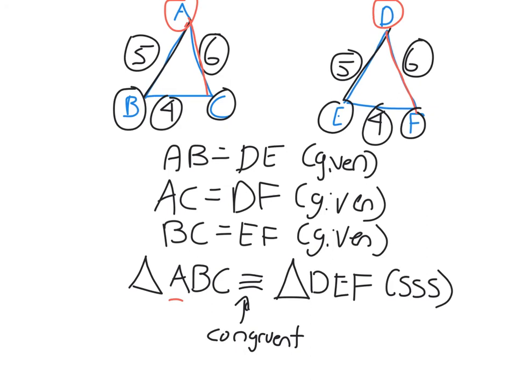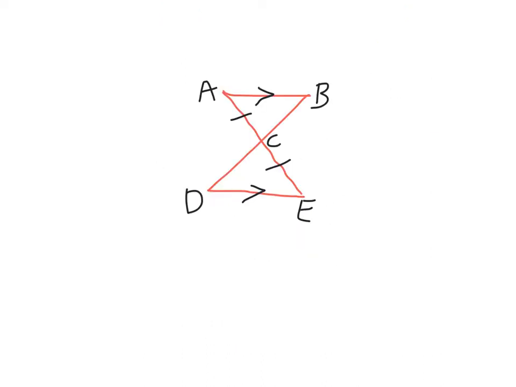I'm going to do one more example. Please pause and copy this down if you need. So let's look at the two triangles I have in this diagram here. Obviously ABC is the first triangle and CDE is the second triangle. So are these two congruent? We just need to find if they satisfy any of the tests.